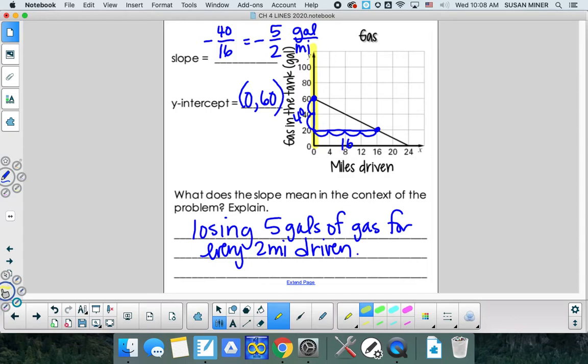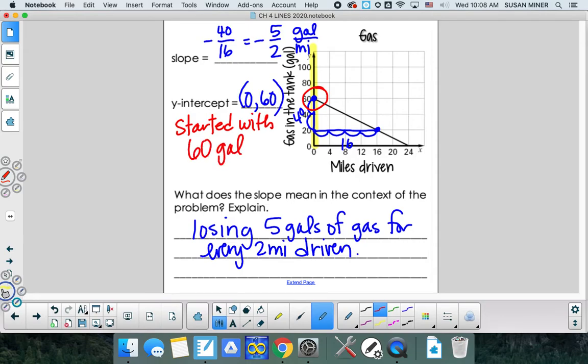Now, what does the y-intercept mean? That's not one of the questions here, but what does the y-intercept mean here? Well, it means that I started with 60 gallons of gas. Remember, my y-intercept is my beginning amount. It's my starting value. It's my initial value, right? And so that number right there is the amount of gas in the tank when I started.